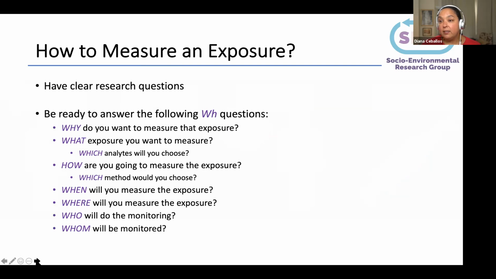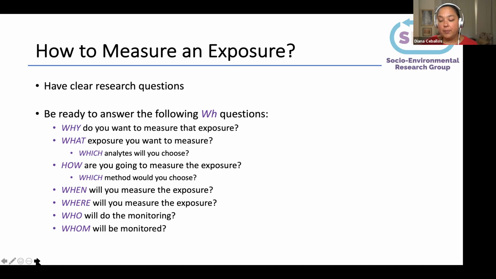And then once we have that clear, say, for example, our analyte of interest is heavily inhaled, so we want to measure the air. What are the next steps? How to go about measuring an exposure? Well, first, we have to have a very clear research question, because depending on our research question is that we are going to get a good answer. And then we should be ready to answer all WH questions: what, when, why, and how, because by going question by question, we're going to understand exactly what to do.